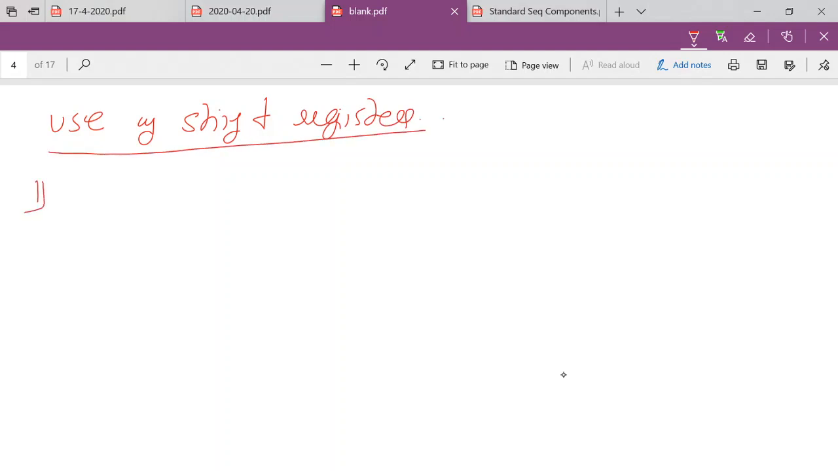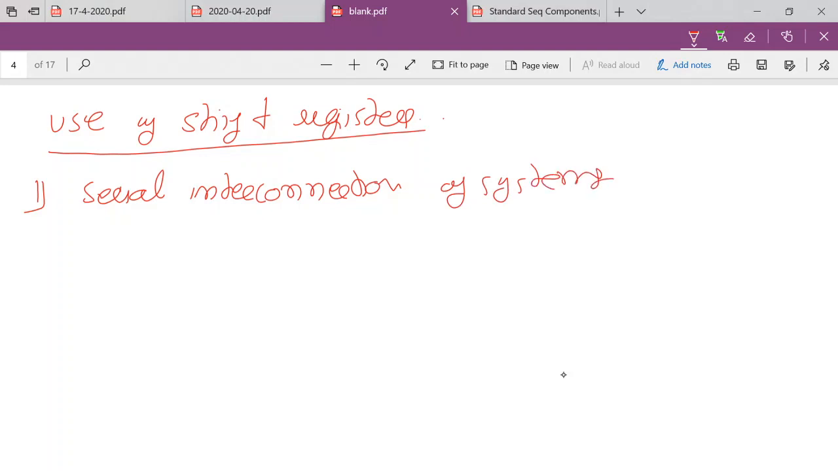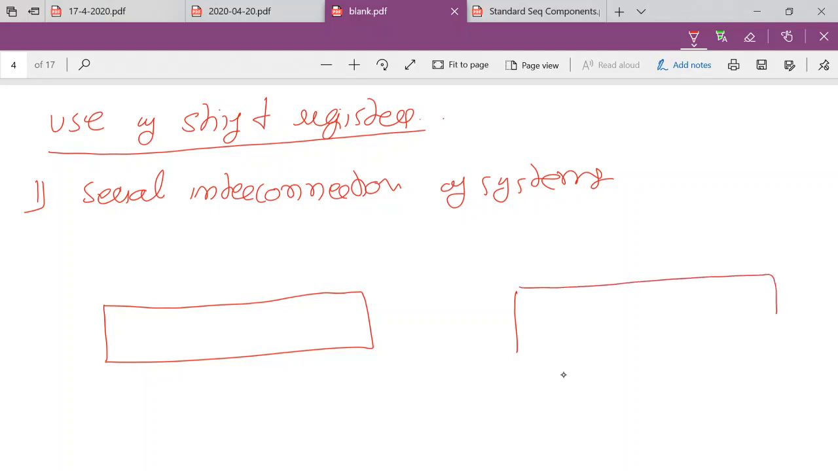So the first use you can say is serial interconnection of systems. Suppose we want to connect two systems serially, that means the data should be communicated bit by bit. We can use the shift registers, right? Let me draw the architecture, and probably you will get how the serial communication can be done between two systems using the shift registers. And that is a very simple idea.